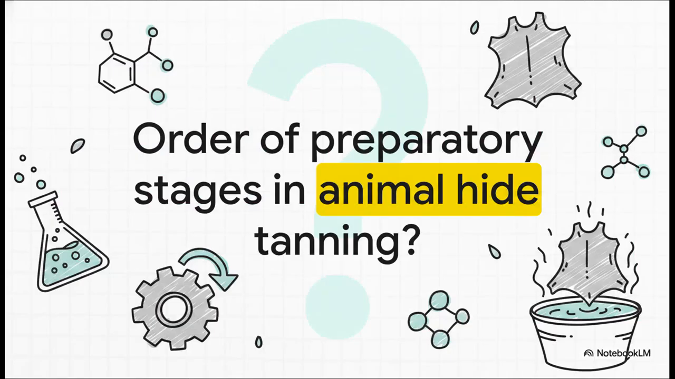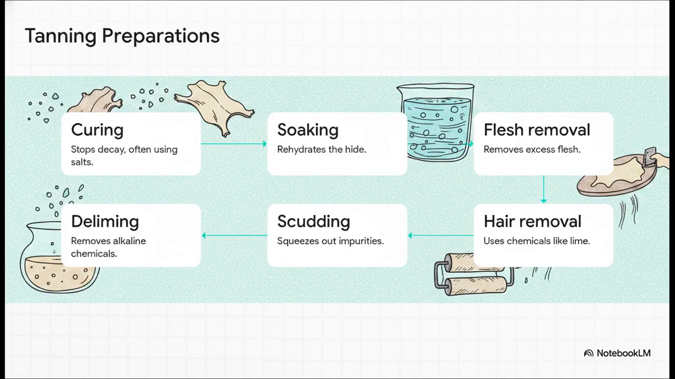Okay, this next topic is fascinating because it steps right out of the textbook and into a real-world factory, asking about the preparatory stages of leather tanning. It's one thing to balance chemical equations on a whiteboard, right? But it's a whole different ballgame to know how these chemicals are actively applied in industry to preserve and transform natural biological materials.